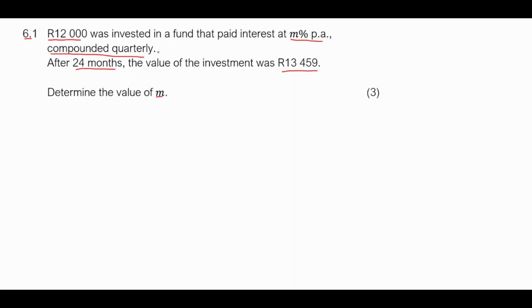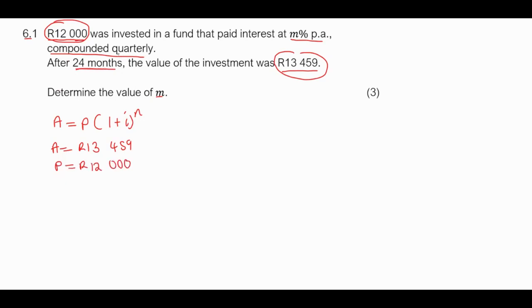So this is compound interest. So it means we're going to use the formula A is equal to P, then 1 plus i to the power n. What is our A? A is 13,459. P, that's the money invested, or the principal amount, that is 12,000.